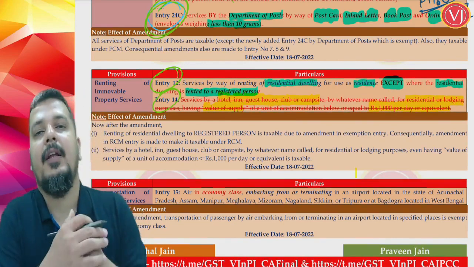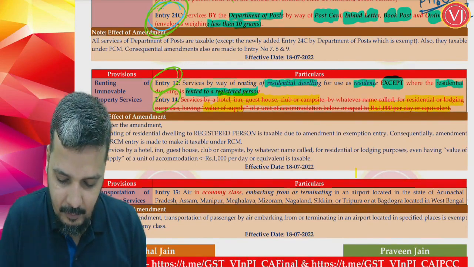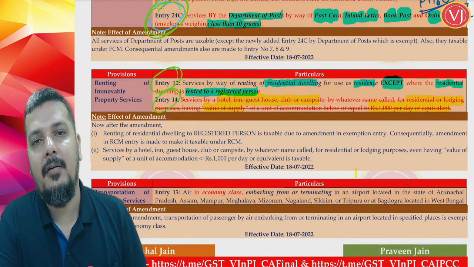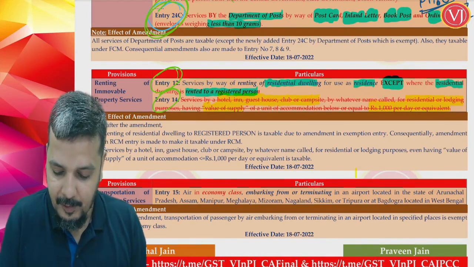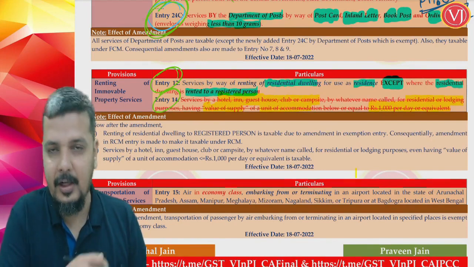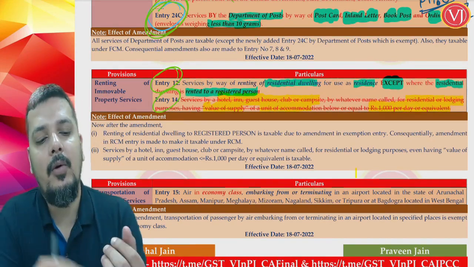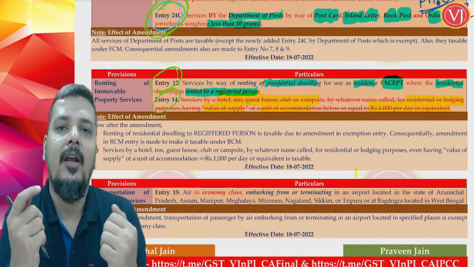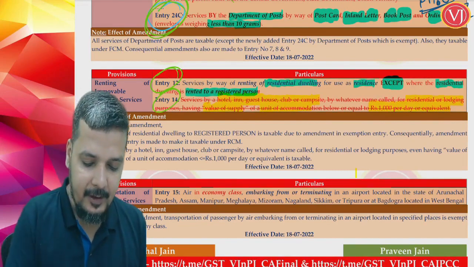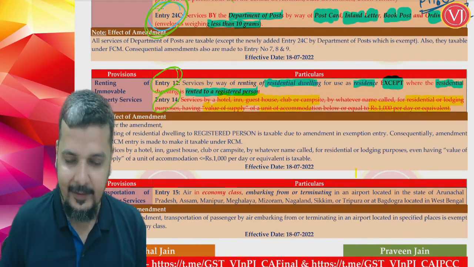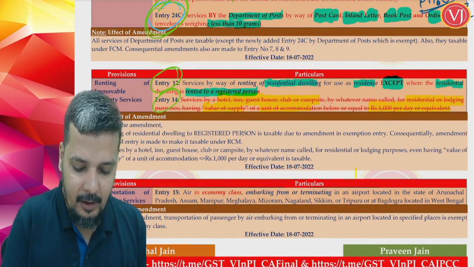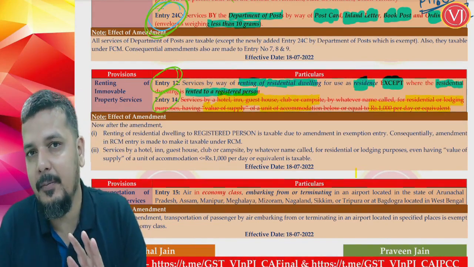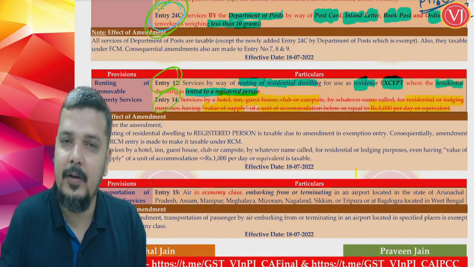So if the room rental charges was up to 1,000 rupees per day per unit of accommodation, then it was exempted. Now they have said that you go and stay in a hotel or inn or club or campsite or guest house, whatever place you go and stay, whatever amount you pay, it is taxable. Again, scope of taxability has increased. So two changes they have brought in. One, renting of residential dwelling for use as residence was previously always exempted. Now it is taxable in case it is given to a registered person.